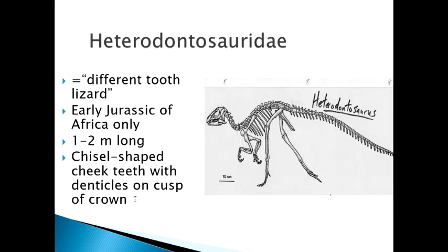So the Heterodontosaurus, look again at the name. Hetero means different or multiple. Donto, teeth, lizards. So these are the different tooth lizards. A weird group.